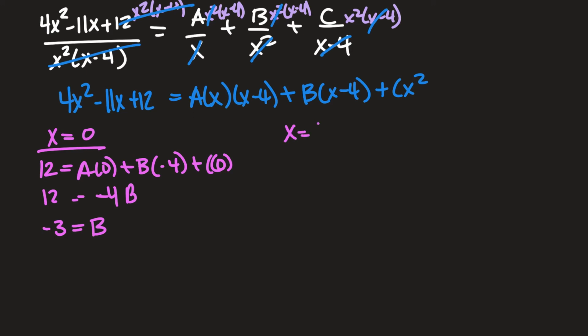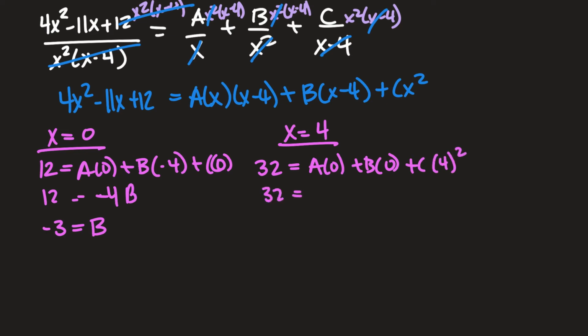Then my other one is going to be x equals 4. So plug and chug into the left-hand side and you get 32. I'm not going to waste time doing that. So any term with an x minus 4 is going to go to 0. So a times 0, b times 0, and plus c times 4 squared. So 32 is equal to 16c. So 2 is equal to c.